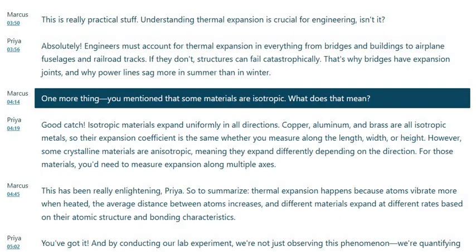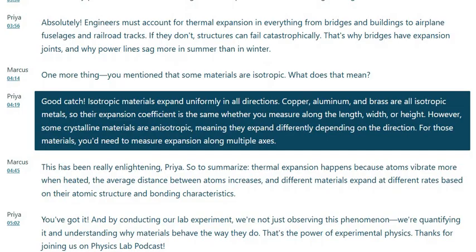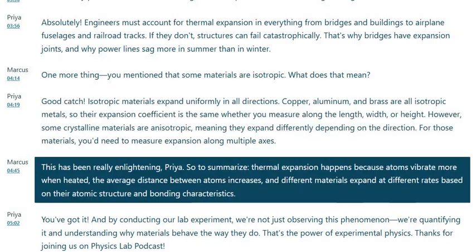One more thing, you mentioned that some materials are isotropic. What does that mean? Good catch. Isotropic materials expand uniformly in all directions. Copper, aluminum, and brass are all isotropic metals, so their expansion coefficient is the same whether you measure along the length, width, or height. However, some crystalline materials are anisotropic, meaning they expand differently depending on the direction. For those materials, you'd need to measure expansion along multiple axes.